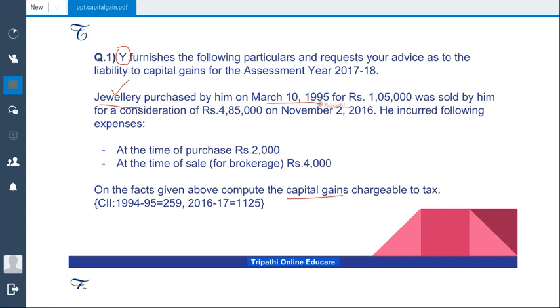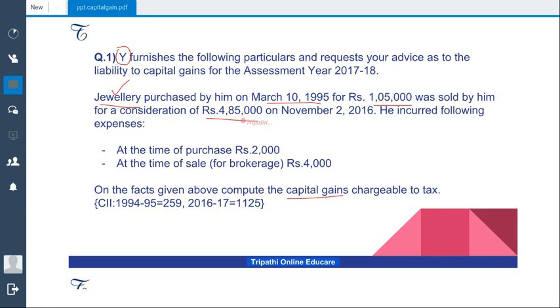Now he has bought this jewelry on 10th March 1995 for rupees 1,05,000. So what is this 1,05,000? This 1,05,000 will become the cost of acquisition. This is the purchase price of the jewelry, which was sold by him for a consideration of rupees 4,85,000. Now what is this 4,85,000? This 4,85,000 is the sales consideration.